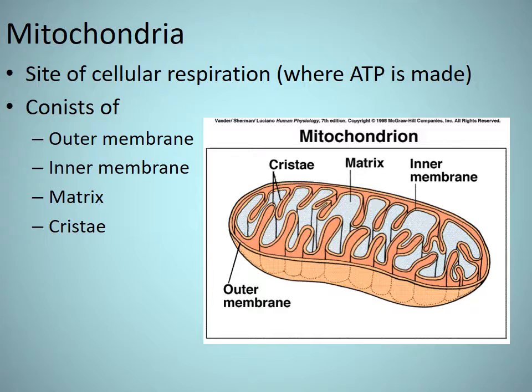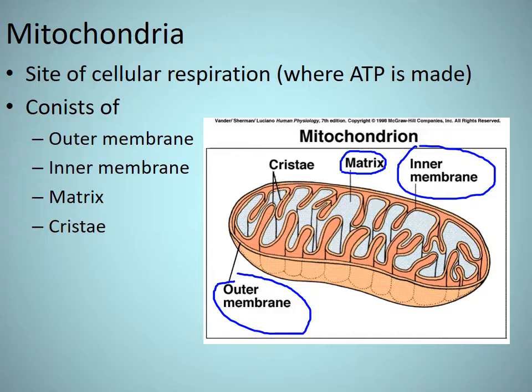So when looking at this mitochondria, it's a double membrane bound organelle. It consists of an outer membrane and an inner membrane. Inside, the most inner portion of the mitochondria here is the matrix of the mitochondria, which is very important for a couple of the stages of cellular respiration.